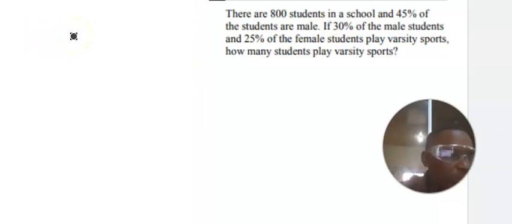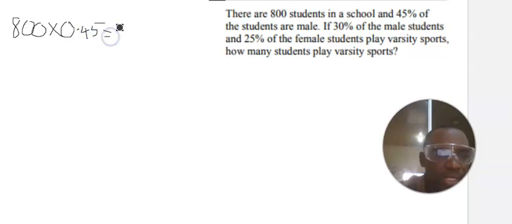First of all, we need to know what 45% of the students are male. Alright, so you can punch that into your calc. So what's 45% of 800? Alright, so 800 times 0.45, that's 45%. That will give us 800 times 0.45, that is 360. So that's 360 what? Males.